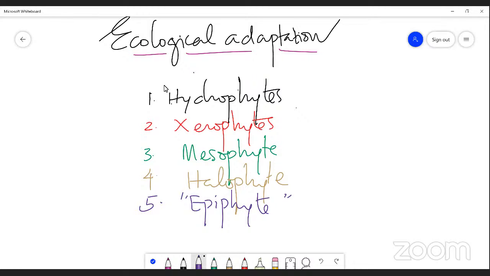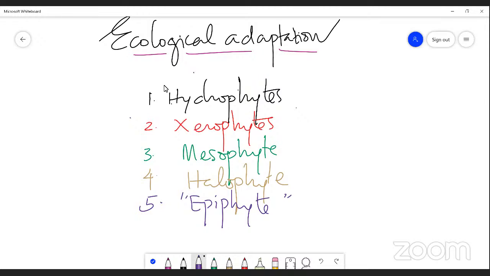Very good. And could you classify ecological adaptation? What I have classified, dear students, how many types are there? Simply 5 types. What are they? Could you read them out? Hydrophytes, xerophytes, halophytes, epiphytes. Very good. Then, dear students, do you understand about hydrophytes?